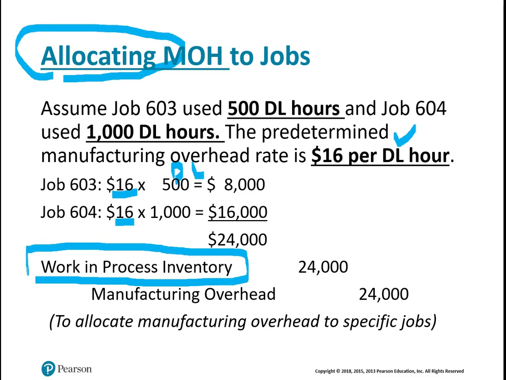And when we allocated it, that goes into the work in process. The credit is for manufacturing overhead. So again, when it was the actual manufacturing overhead, we debited it. When it's the allocated manufacturing overhead, we credit it.